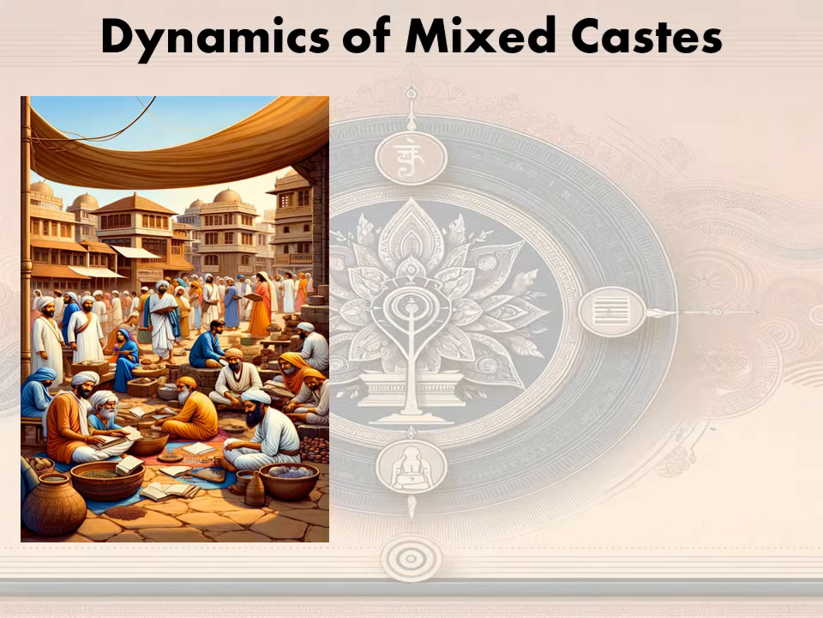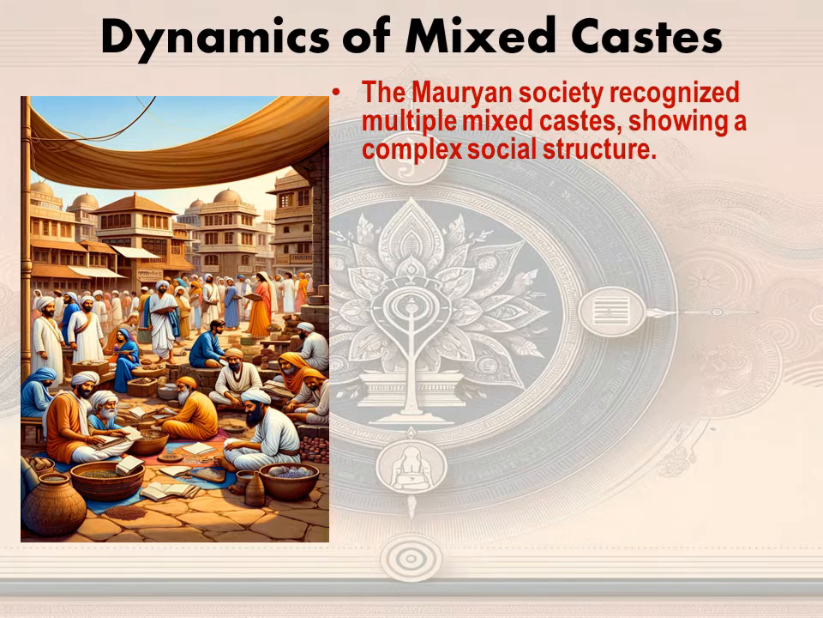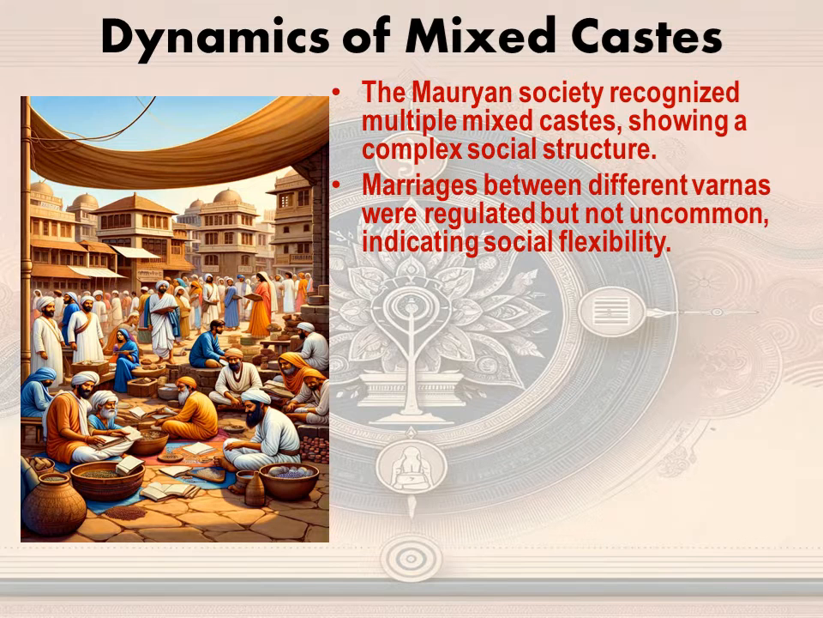Now, dynamics of mixed caste. Not only the four Varnas, there were many other castes who were mixed, or their lineage could not be attributed to a single caste only. The Mauryan society recognized multiple mixed castes, showing a complex social structure. So, not only the four Varnas, there were groups of mixed caste in the Mauryan society also.